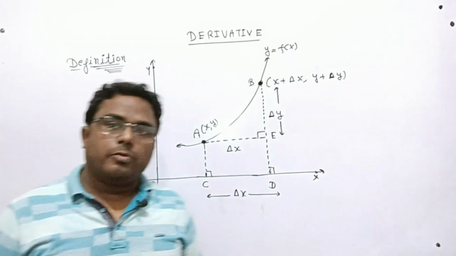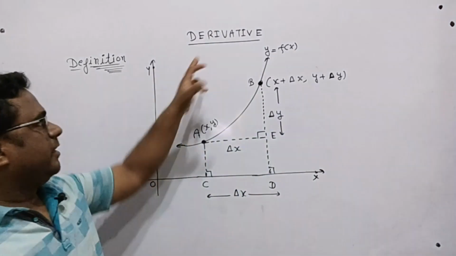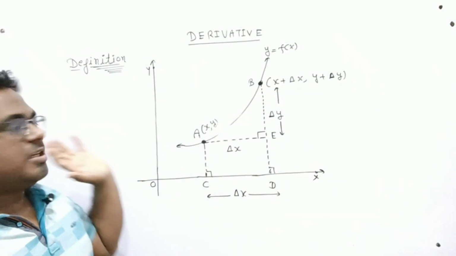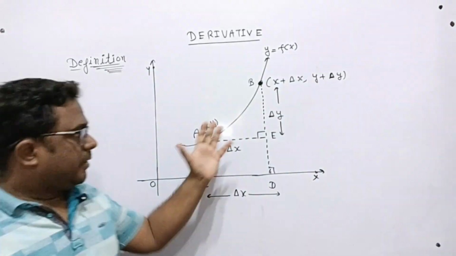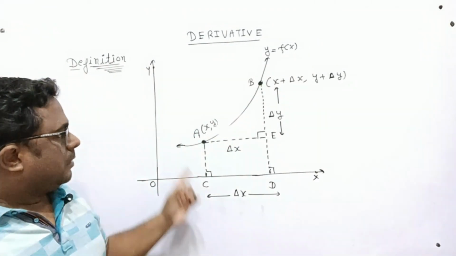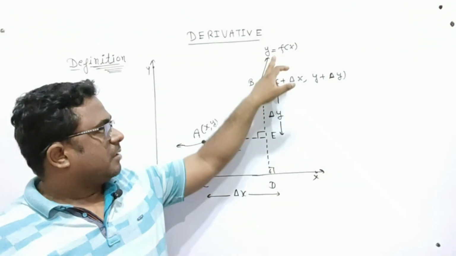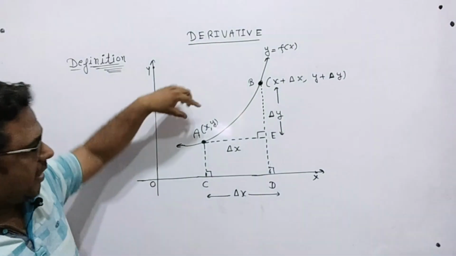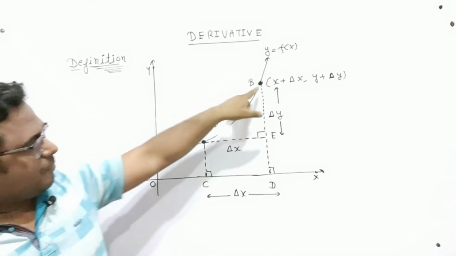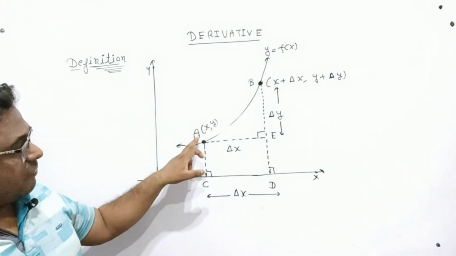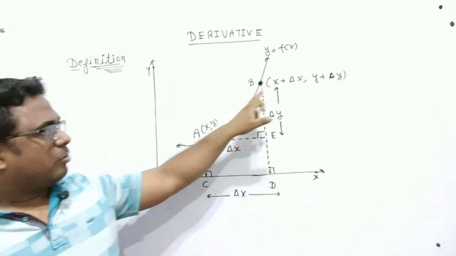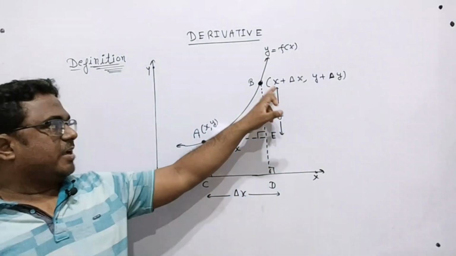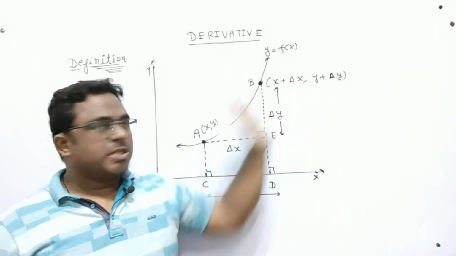In this video we are going to understand the meaning of derivative. Let us start with its definition part. Here in this figure, this curve is representing some function y equal to f(x). On the curve I have taken 2 points, A point here and B point here. The coordinates of A I have taken (x, y) and the coordinates of B I have taken (x plus delta x, y plus delta y).